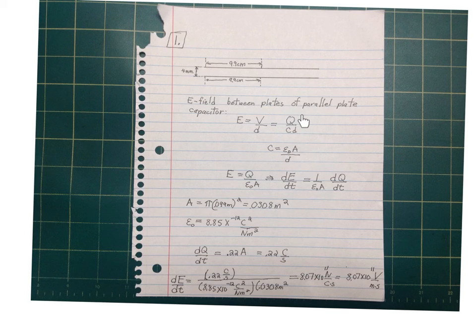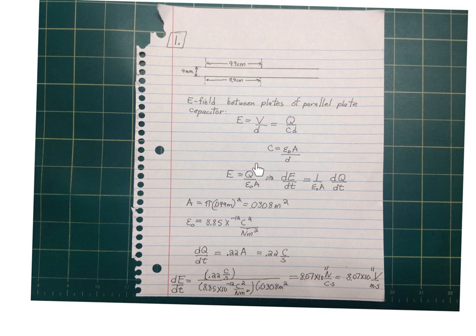V equals Q over C. In particular, for a parallel plate capacitor, the expression for the capacitance is epsilon naught, which is for free space if there's no dielectric in between, times the area of the plates divided by their separation. I then put that in the formula for the electric field for this specific capacitor.